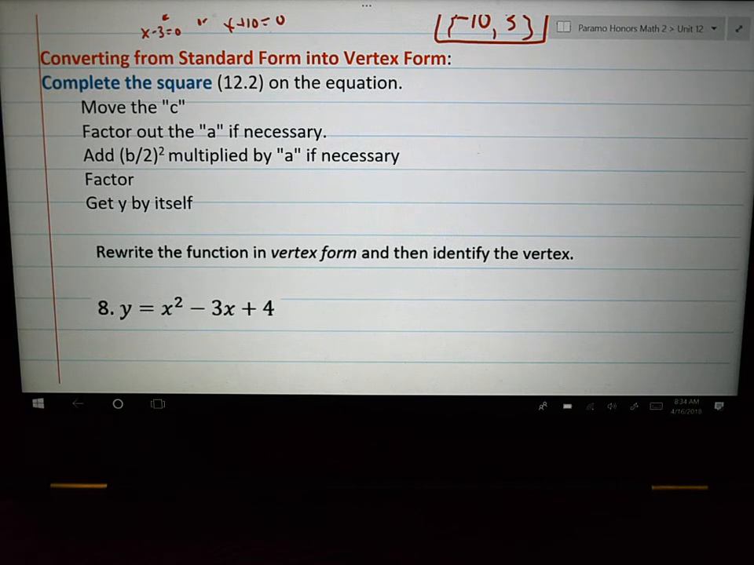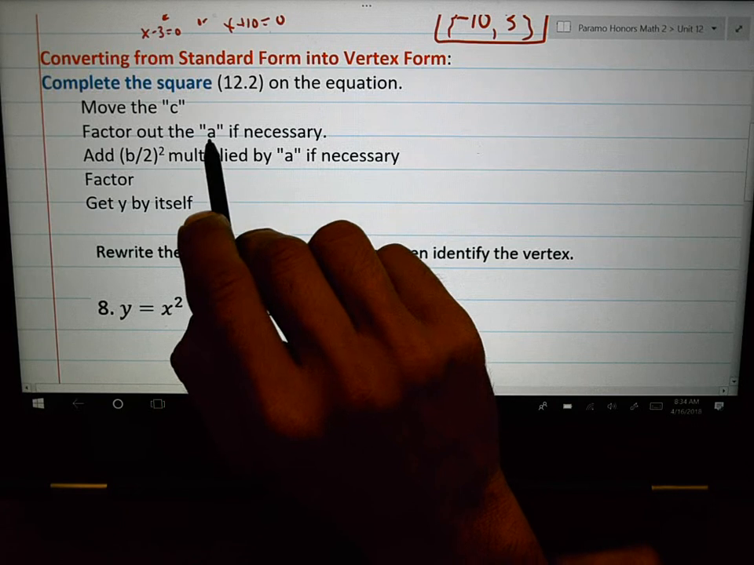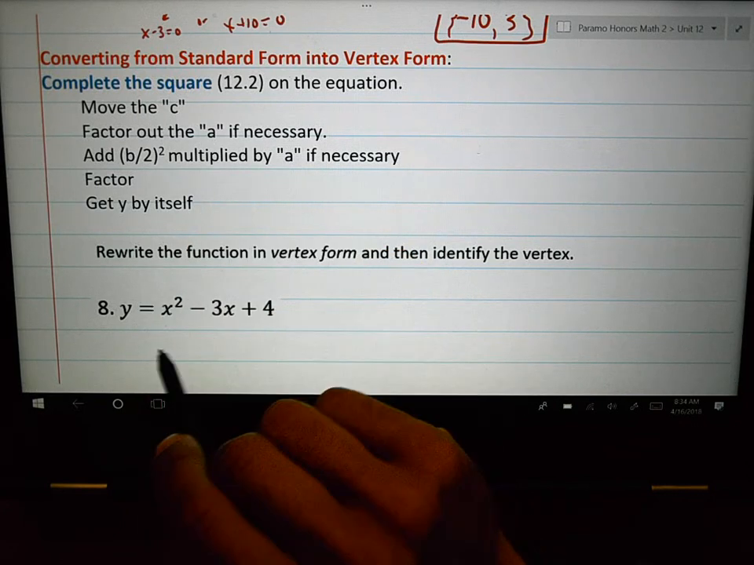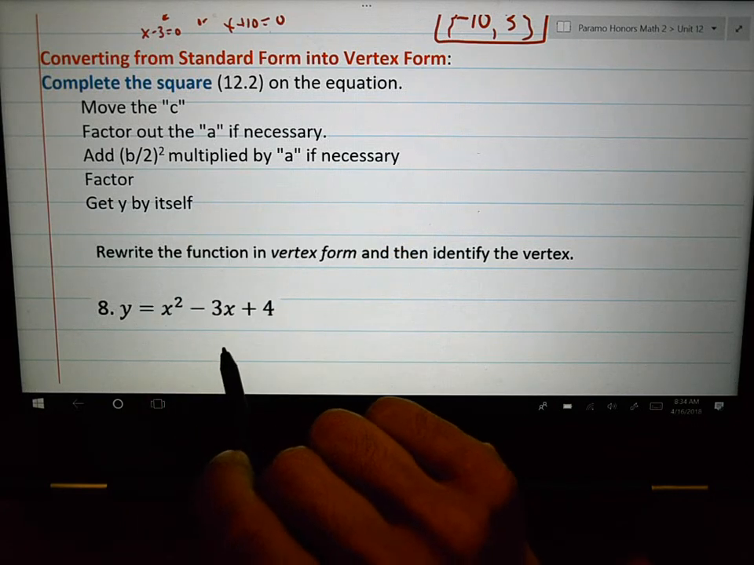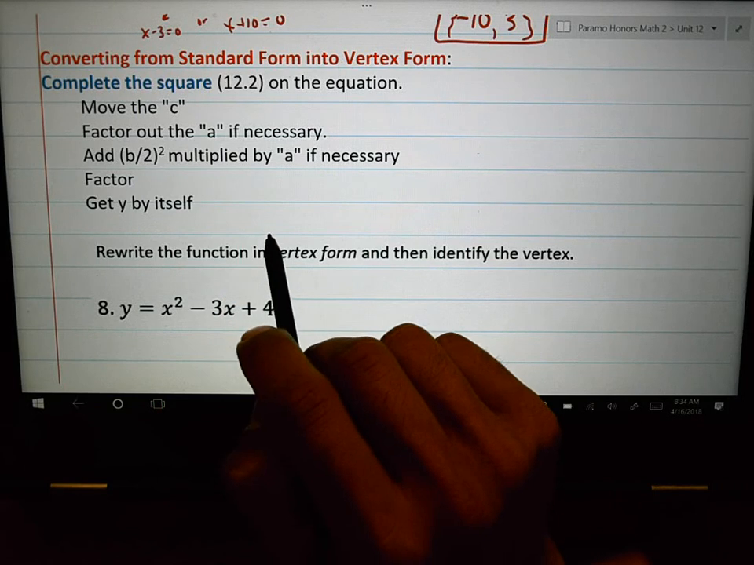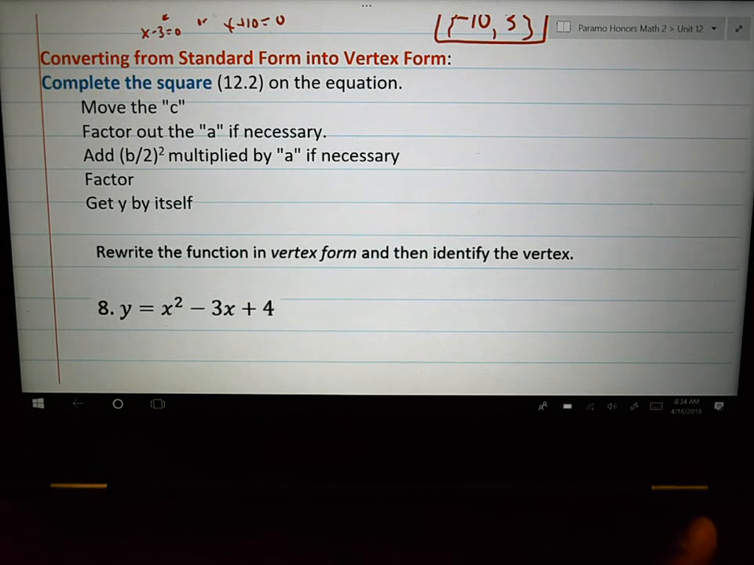I chose 2 examples for you for this. The first example has an a that's equal to 1, which is the kind of easy level. And then the second one I chose for you has an a of something other than 1.